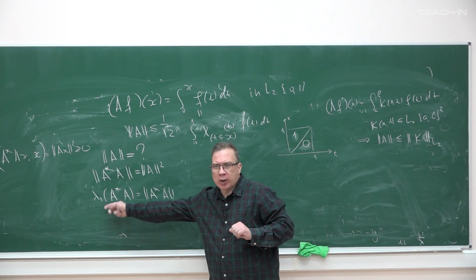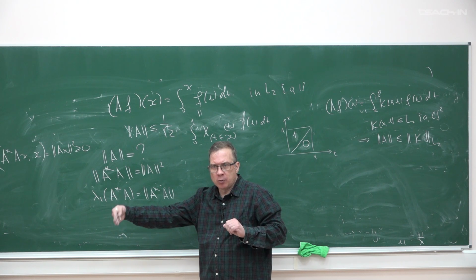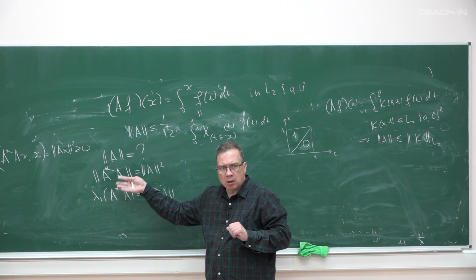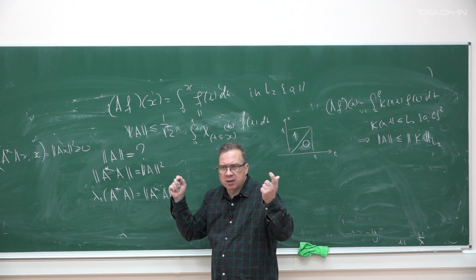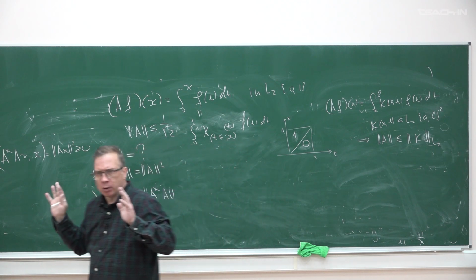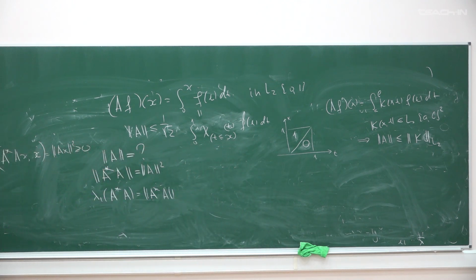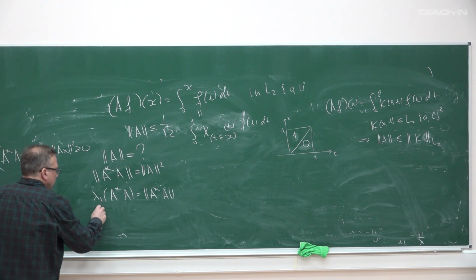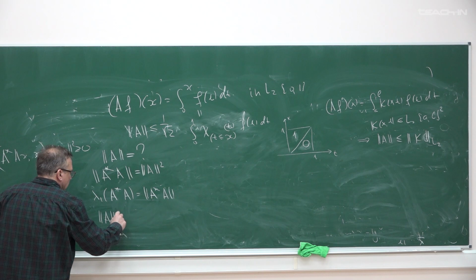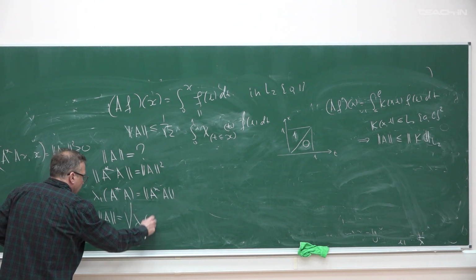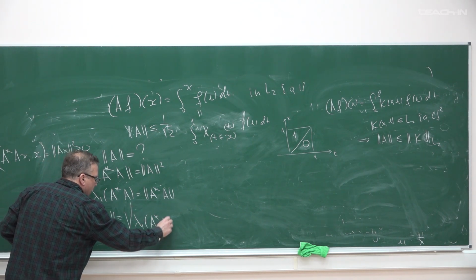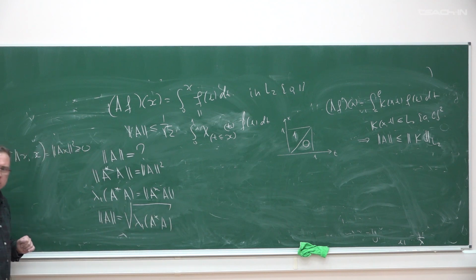So we can take away the absolute values. We immediately obtain that the eigenvalues are non-negative. Maybe zero, maybe a kernel. And then how can we find the norm of operator A? It is the square root of the largest eigenvalue of this operator, the first eigenvalue.